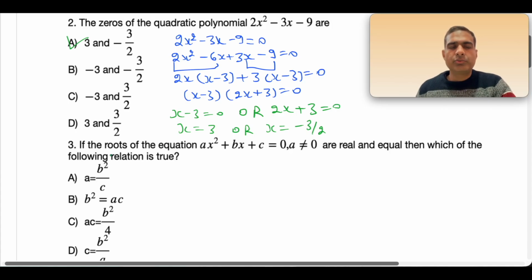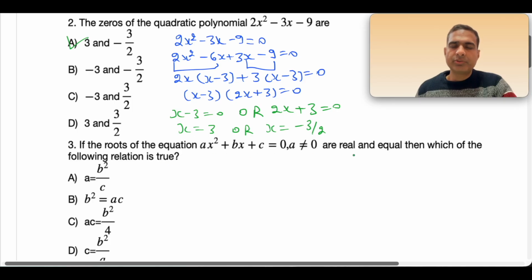Now the third question. If the roots of the equation ax square plus bx plus c is equal to 0 and a is not equal to 0 are real and equal, then which of the following relation is true? So this question is just checking whether you have studied this topic or not, because this is just a formula which they are asking.